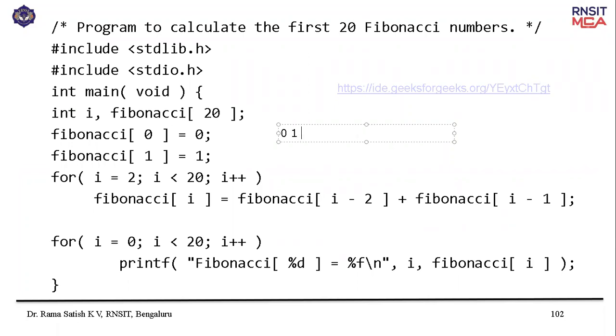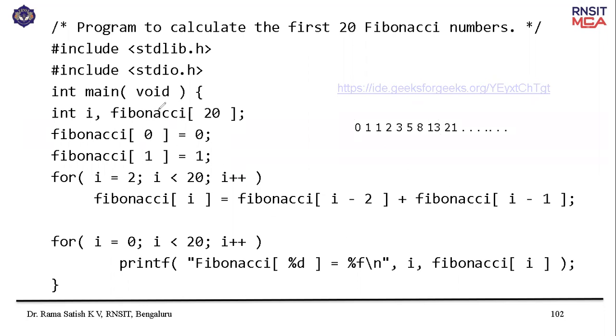So 0 plus 1 is 1. Next, 1 plus 1 is 2. Next number, 2 plus 1 is 3. Then 3 plus 2 is 5, 5 plus 3 is 8, 8 plus 5 is 13, and 13 plus 8 is 21. Like this the series continues, and this particular program will print 20 such numbers. This kind of series of numbers you call Fibonacci numbers.